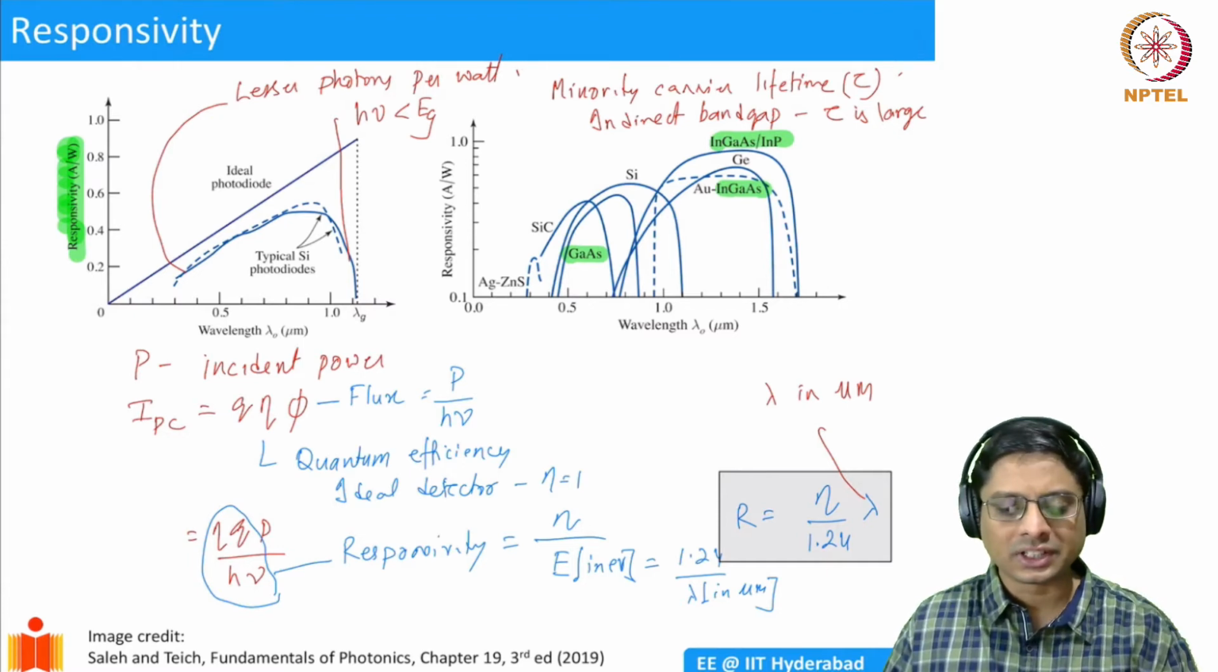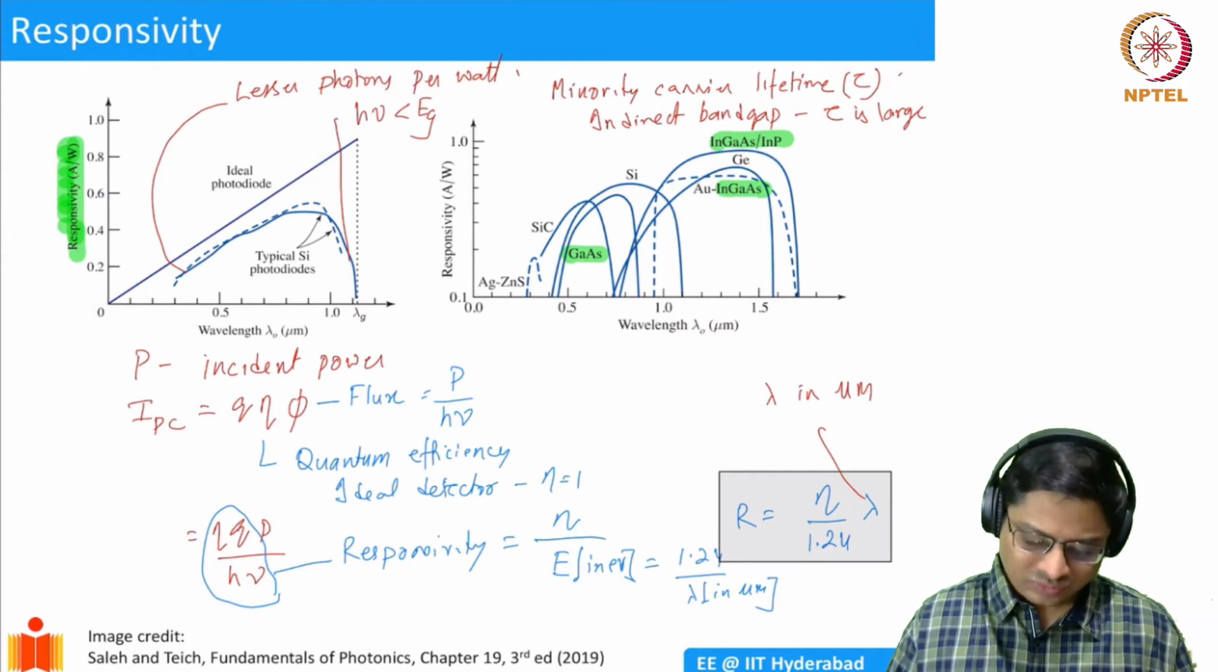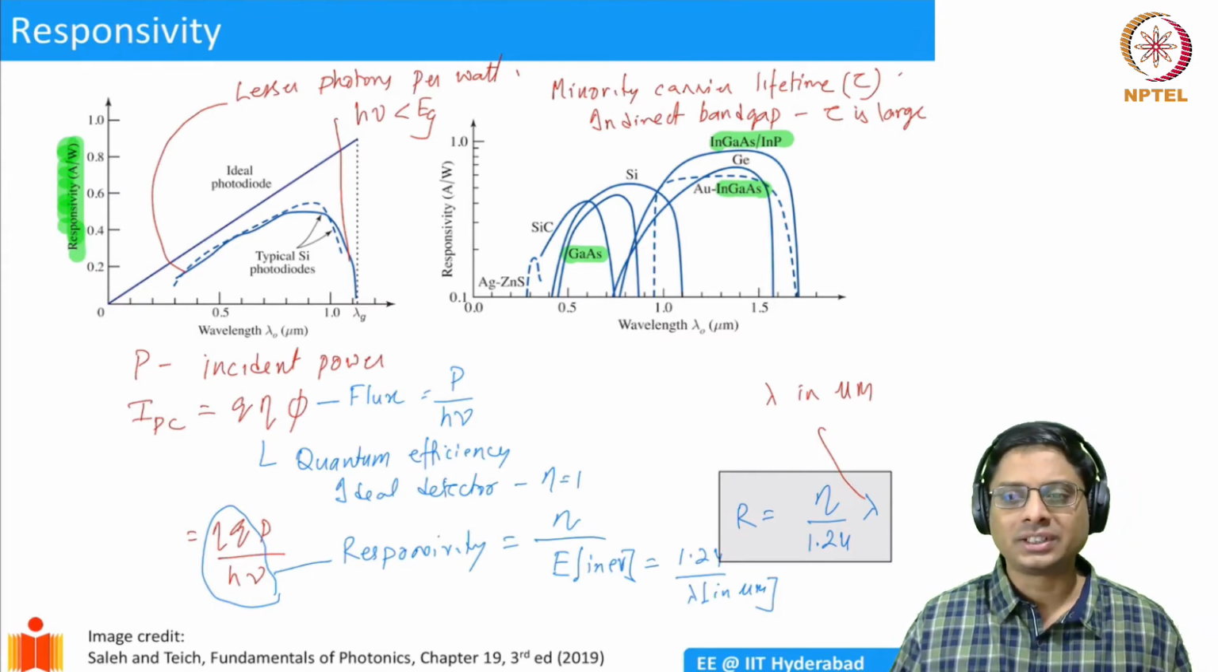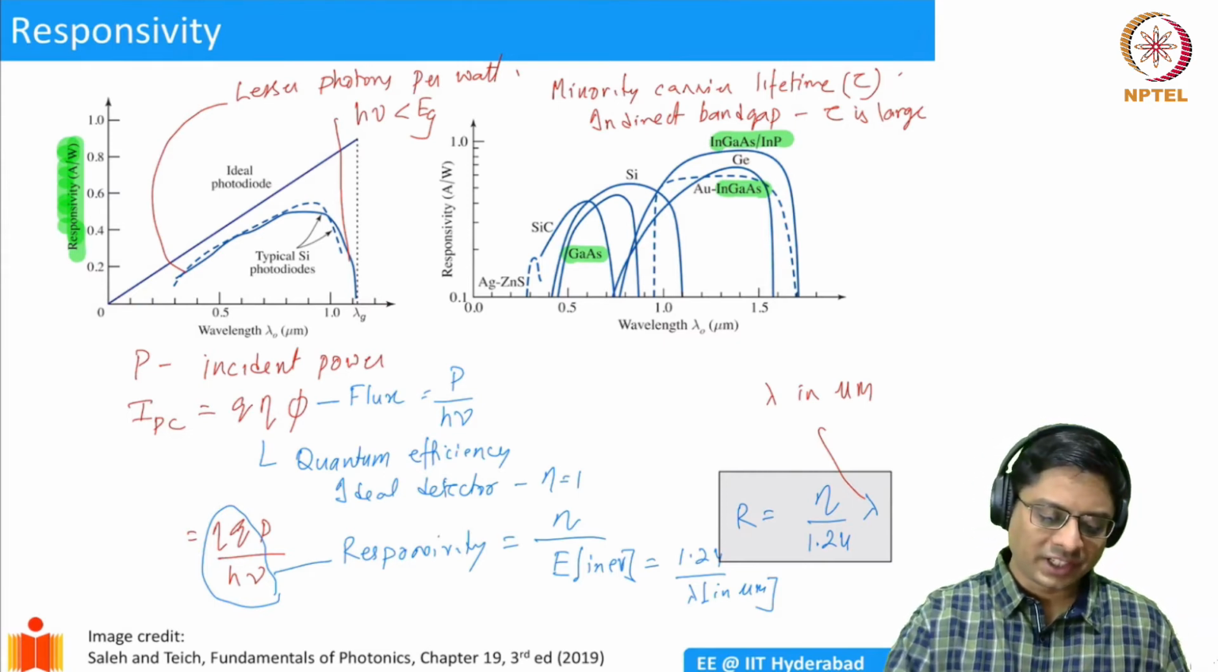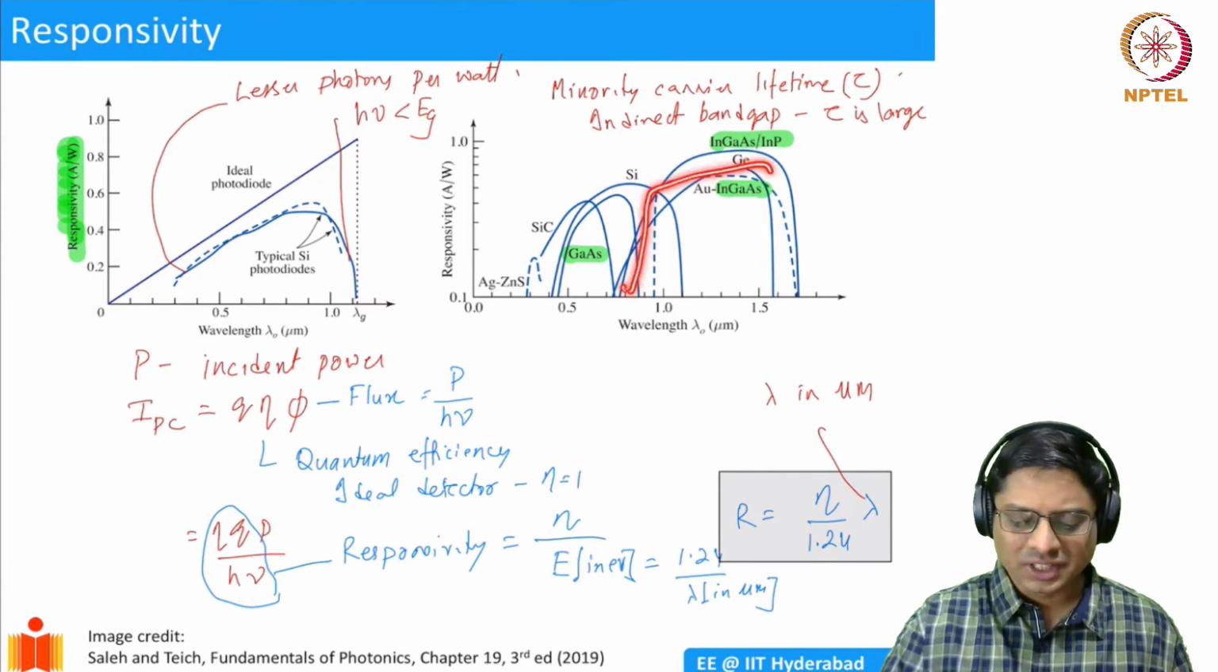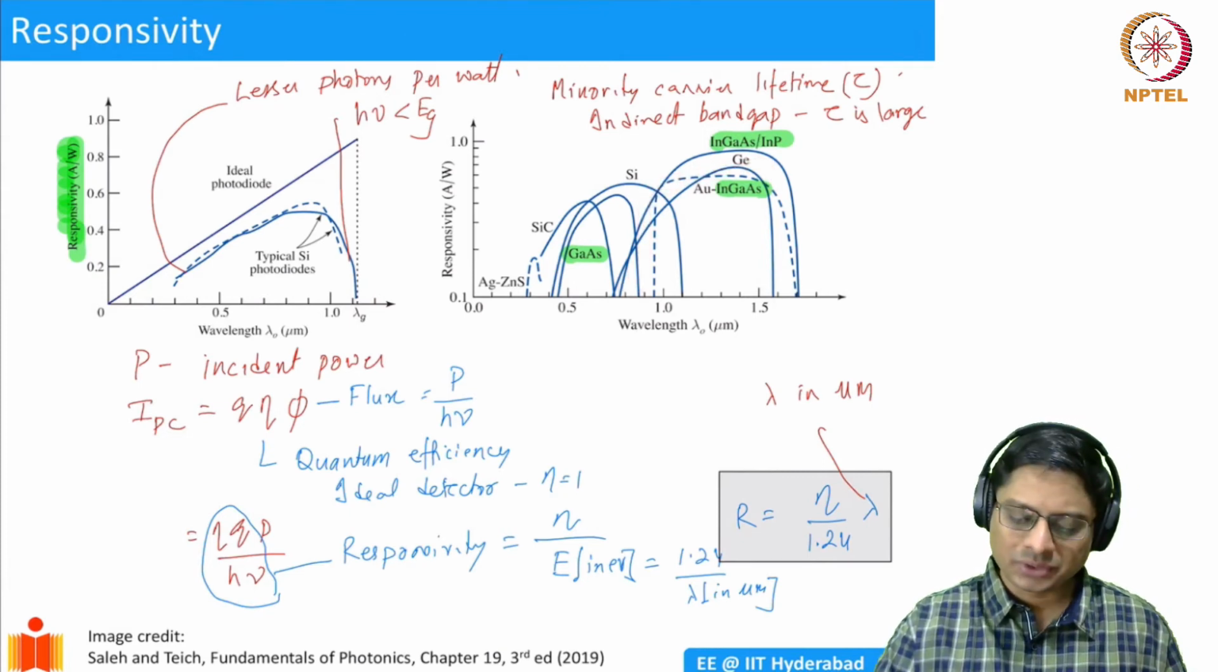All right. So responsivity is one of the metrics that is very important. And you saw that the responsivity of various detectors can be changed because each material has a different band gap, and based on that you can have different amounts of responsivity.